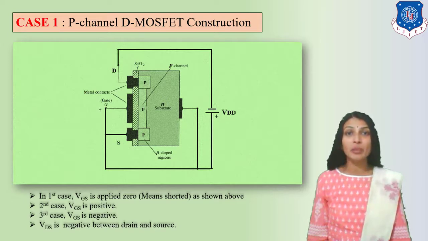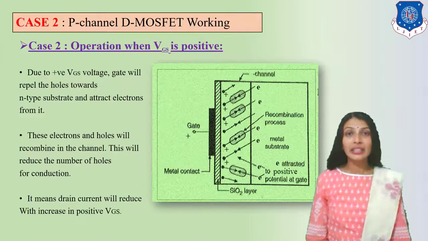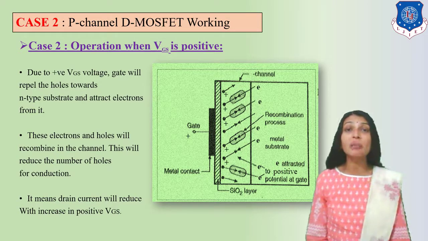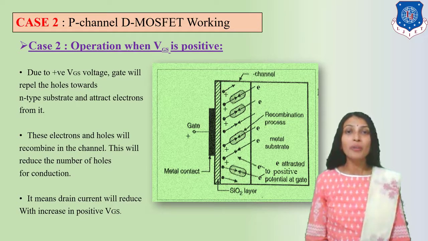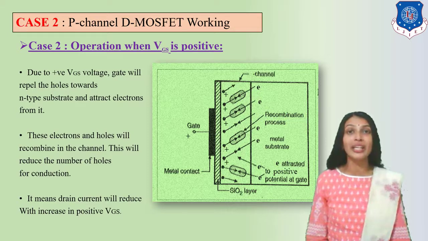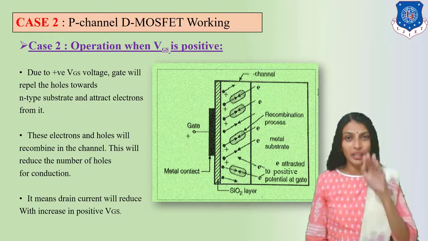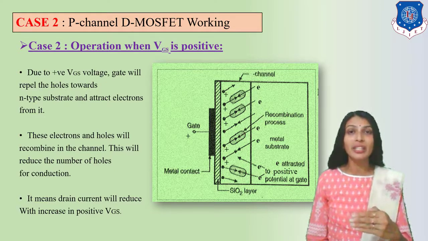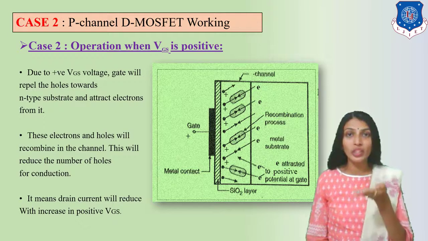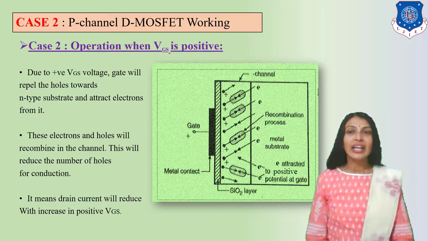But when the gate terminal is positive, as in case 2, then holes will be repelled by the positive gate terminal and will recombine with the electrons, and due to that free holes will be reduced. The number of free holes will be reduced, so the current due to the majority charge carriers, which are holes, will be reduced. So from case 1 to 2, what will be the effect? When we increase the positive voltage at the gate terminal, the current will decrease.